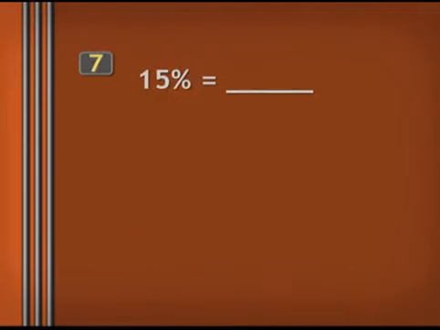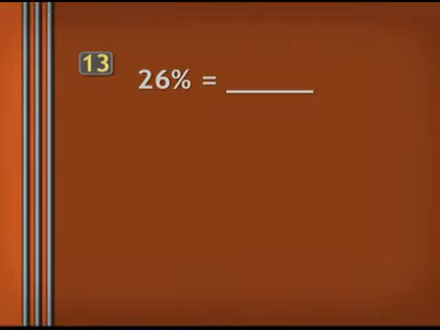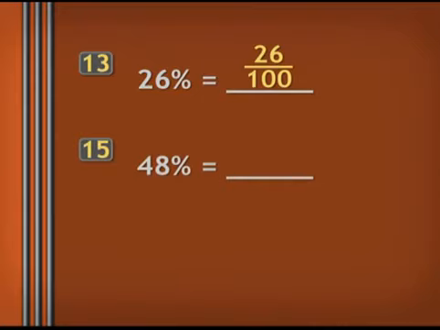This time you have a percent, you need to write it as a ratio in fraction form with 100 as the denominator. So for number 7, 15% equals 15 100ths. Number 9, 9% equals 9 100ths. 11, 12% equals 12 100ths. Number 13, 26% equals 26 100ths. Number 15, 48% equals 48 100ths.